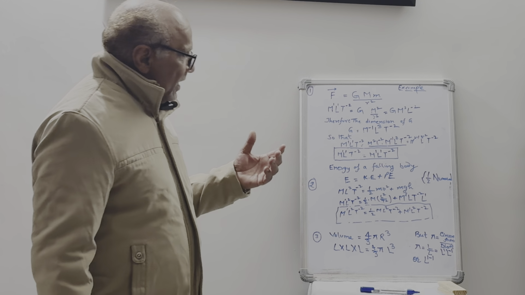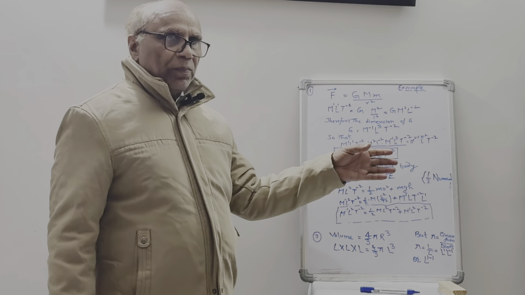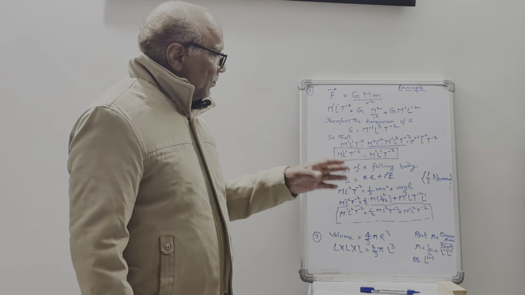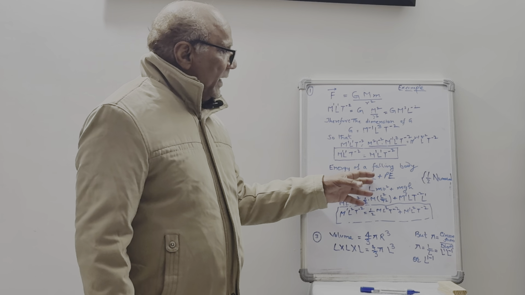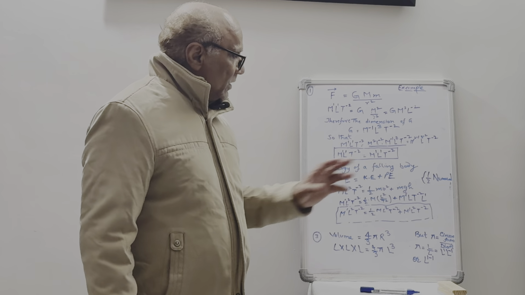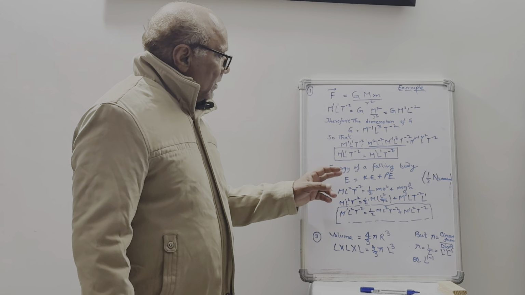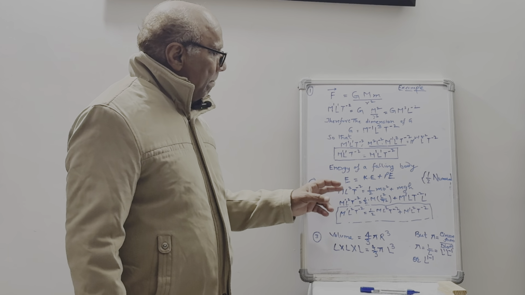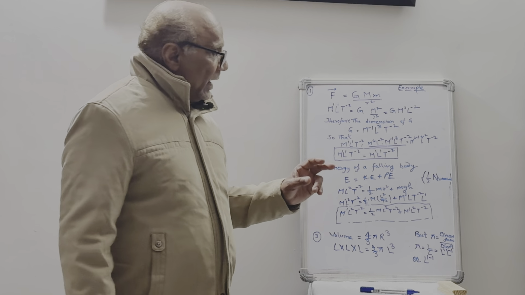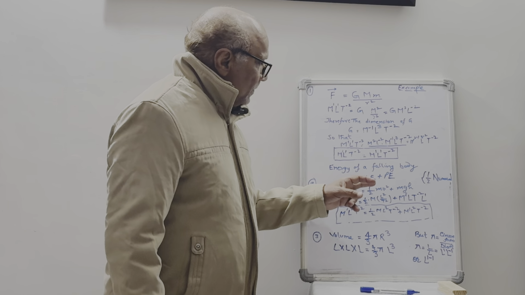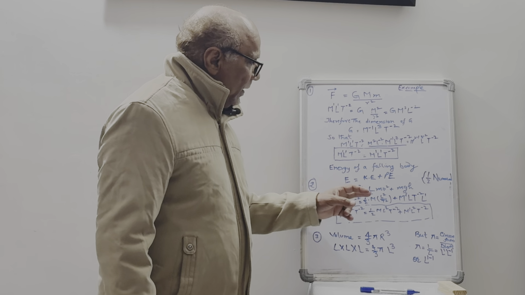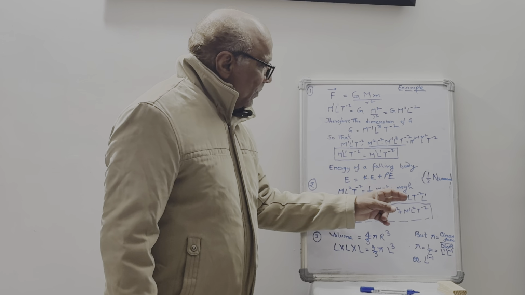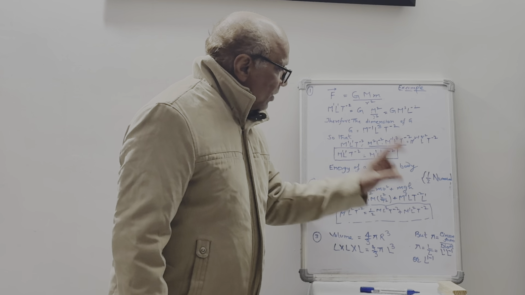Now we will also see the energy of a falling body. The energy of a falling body is given by E is equal to kinetic energy plus potential energy. Now the dimensions of energy are M L2 T minus 2, and the dimension of kinetic energy would be M L square upon T square plus M L T minus 2.